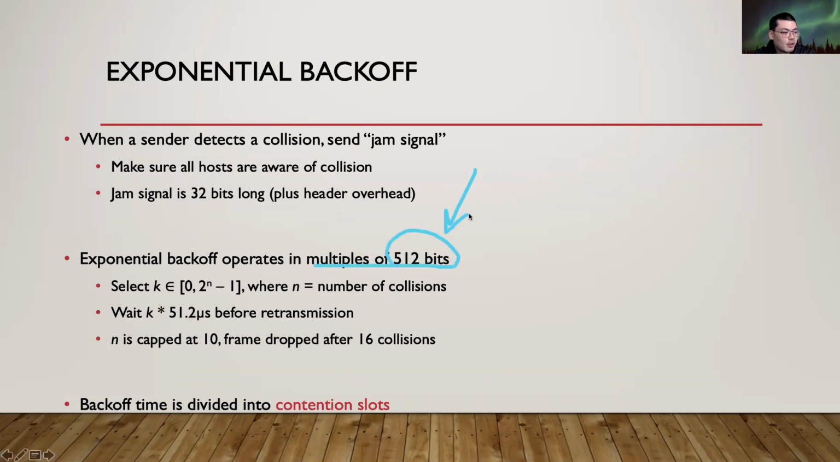So the backoff operates in multiples of half a kilobit, which is 512 bits. Why do we have this number? This actually depends on the bandwidth of the connection. We'll see that later. Just keep this number in mind: 512 bits. As we said, we want to sample a random time in the slots, so we don't want people to wait for the same number of slots and then talk again.